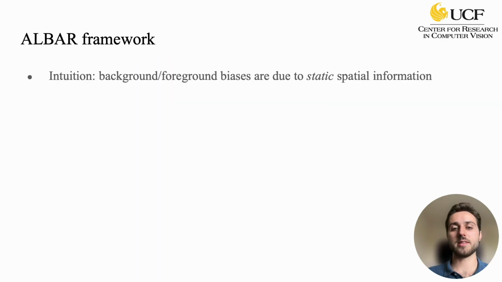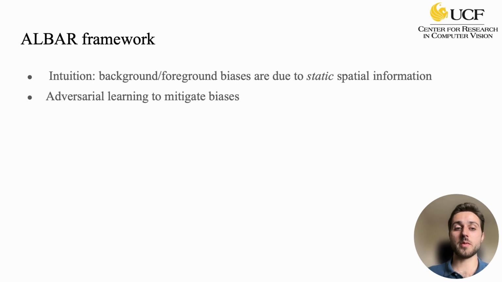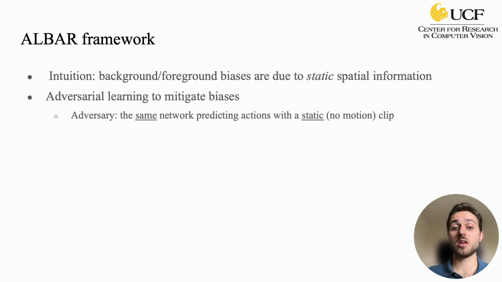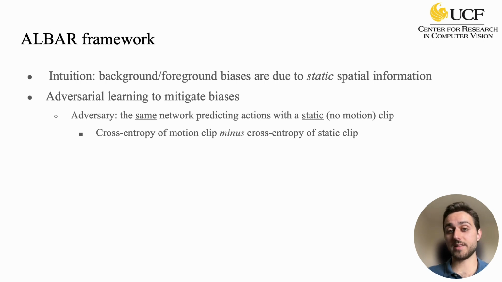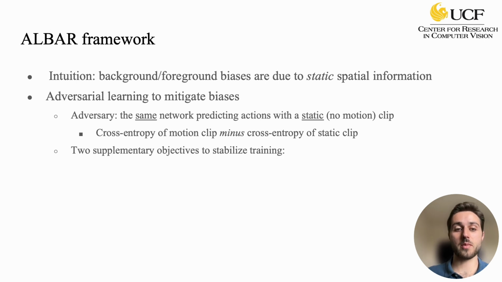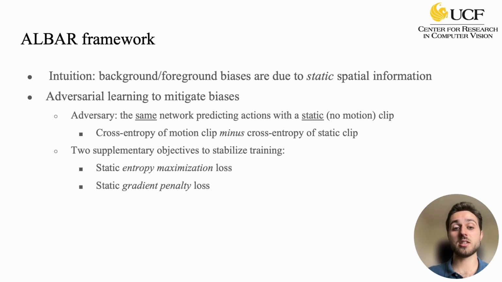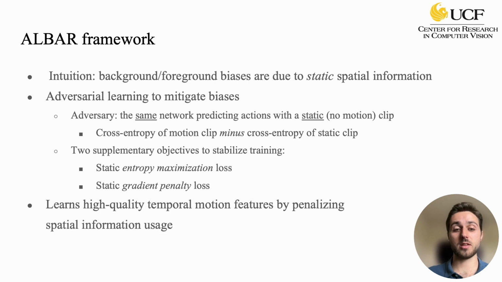The main intuition of our work is that these biases are due to static spatial information, so any information contributing to this bias can be found within a single frame. So as such, we propose this adversarial learning approach to mitigate these biases, where our adversary is actually the same network predicting actions with a clip with no motion. So in practice, this is just the cross entropy of the motion clip minus the cross entropy of the static clip. However, we find that this is unstable. It doesn't really work right out of the box, so we propose two supplementary objectives to help stabilize training, namely a static entropy maximization loss and a gradient penalty loss, which I'll explain shortly. Overall, though, we learn these high-quality temporal motion features by directly penalizing spatial information usage.